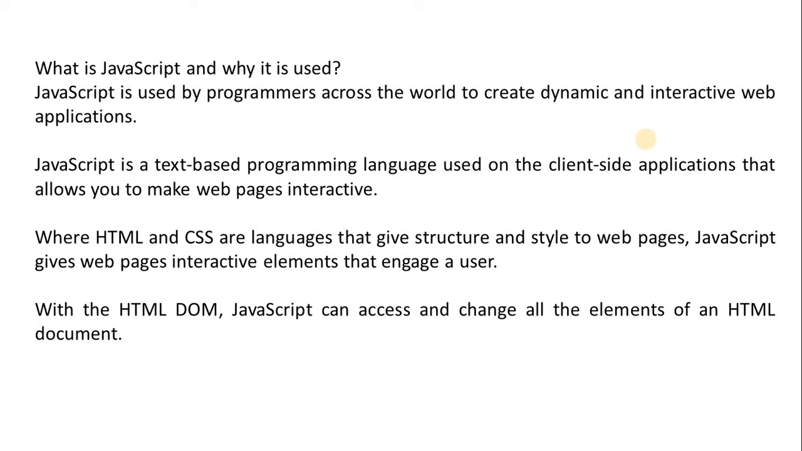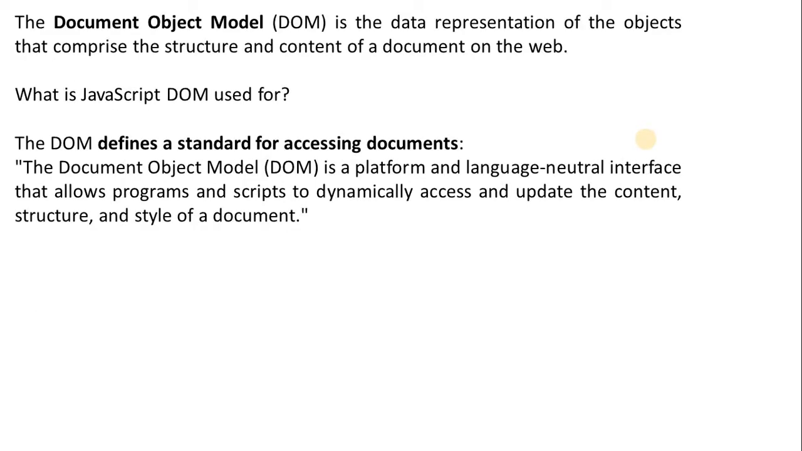So what is DOM? The Document Object Model, right? It is in short known as DOM. It is the data representation of the objects that comprise the structure and content of the document on the web. Now what is the JavaScript DOM used for? Why is DOM related to JavaScript? That we are going to discuss with a diagram. Before that, let us just go through this definition.